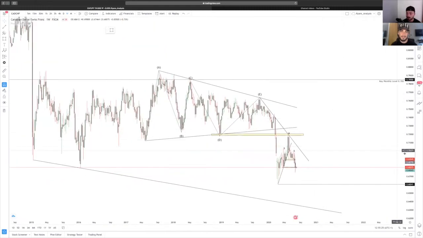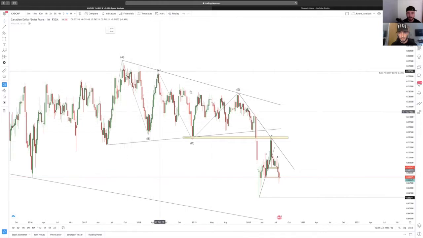On the weekly chart, we can also see a pennant which was formed, which is a squeeze pattern. We then broke it to the downside with bearish engulfing candles.